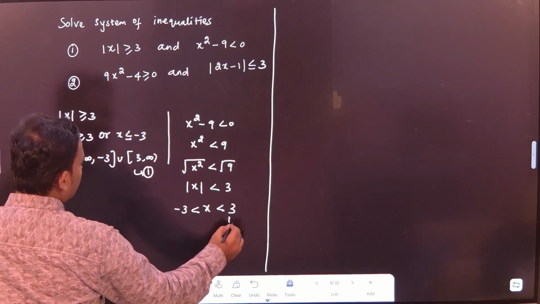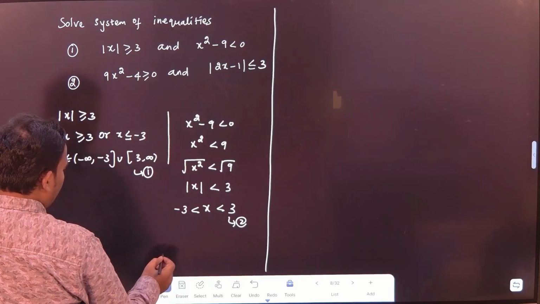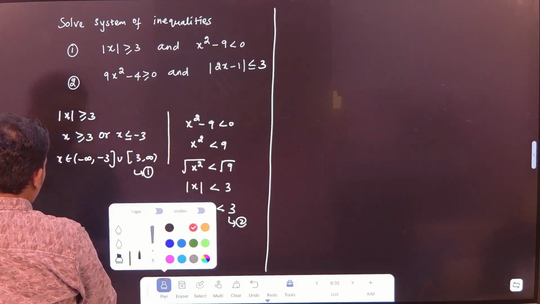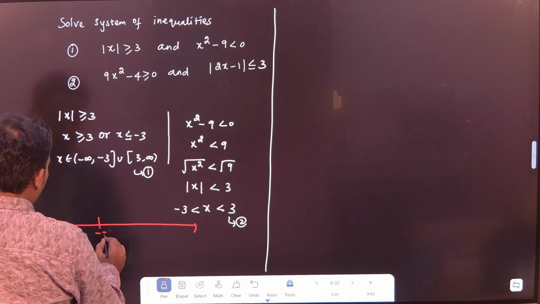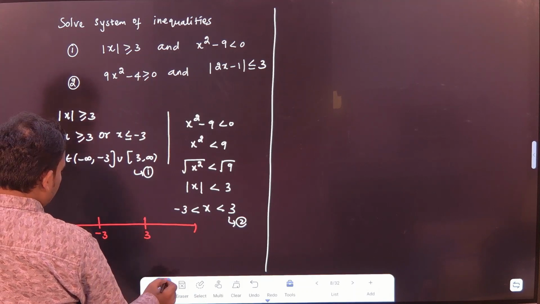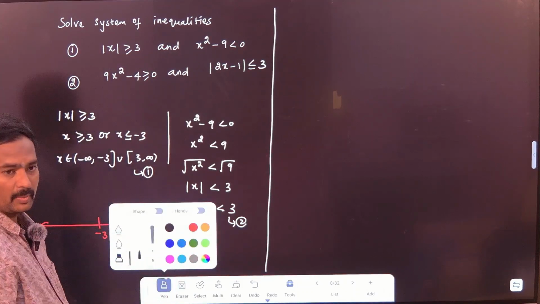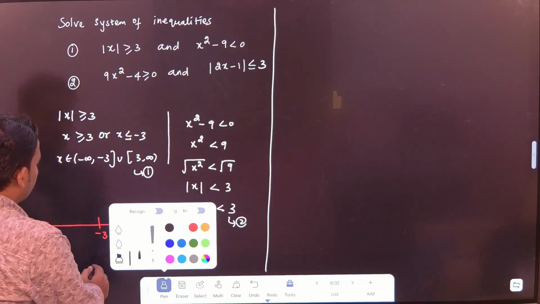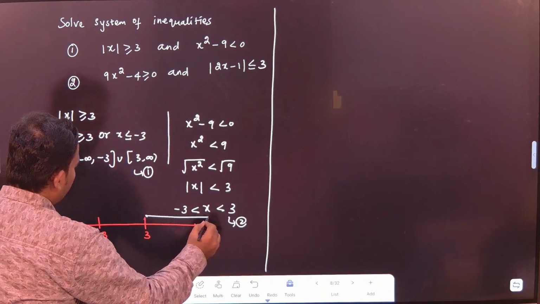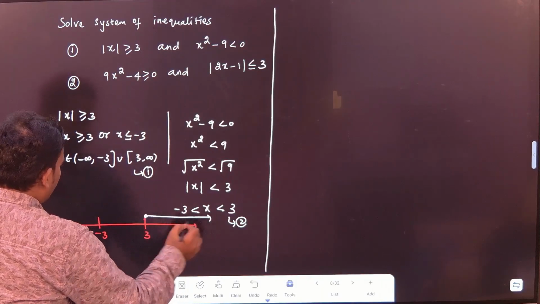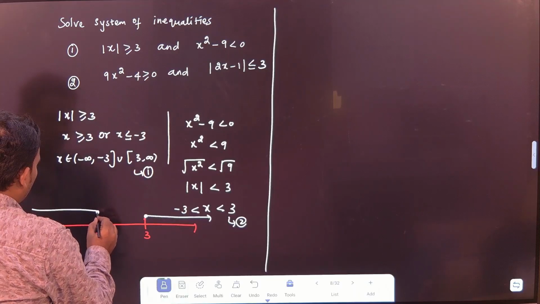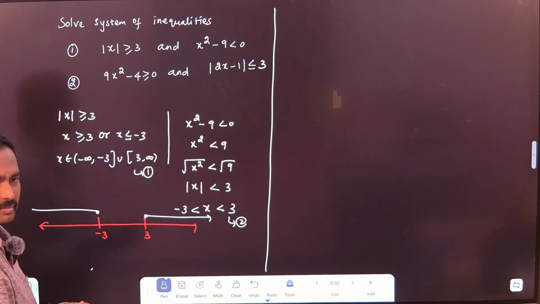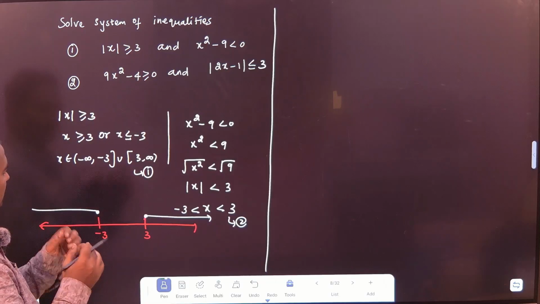This is 1, this is 2. So what can you do? Draw the number line first. Here is −3 and here is +3. For the first one, 3 to infinity, 3 is included, and −∞ to −3, with −3 included. This is the first interval.